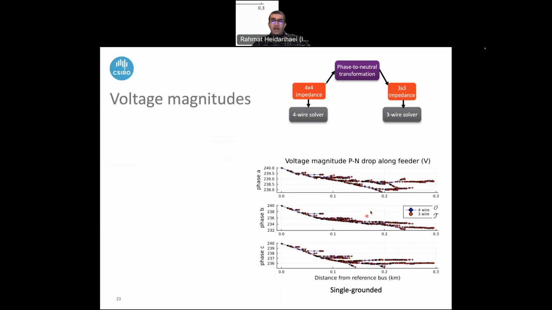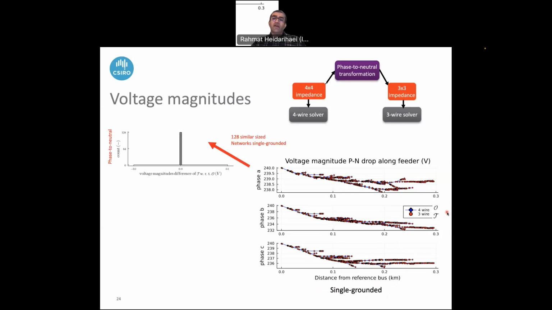On the right here, you can see the voltage magnitude drop along the feeder and the comparison between a network with 4x4 impedance matrices, and the network with 3x3 impedance matrices derived from the phase to neutral transformation. As you can see, this network is single grounded, and the voltage magnitude calculation is precise. So there's no inaccuracy in this transformation for a single grounded network.